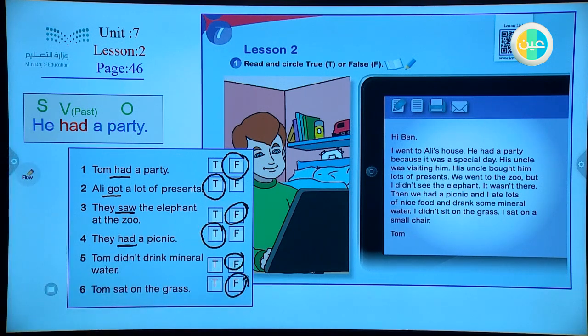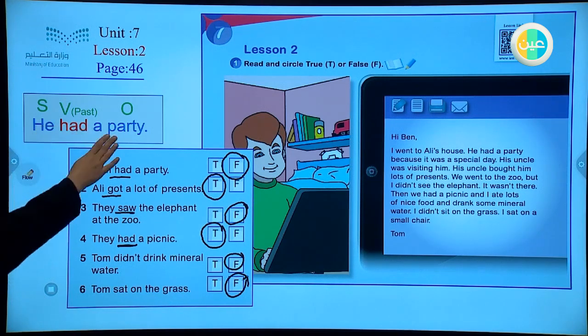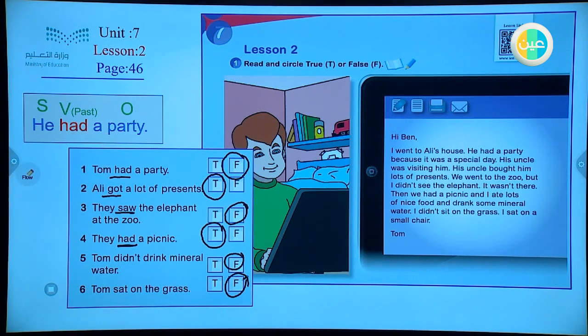You can do this in your books, please. Okay, and you can write the sentence and write the analyzation of the sentence. Subject, verb, object, and don't forget today we have verbs in the past. Negative.